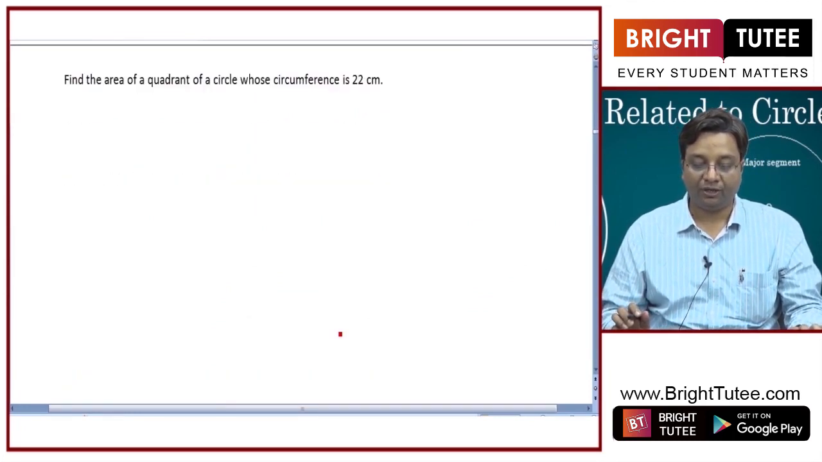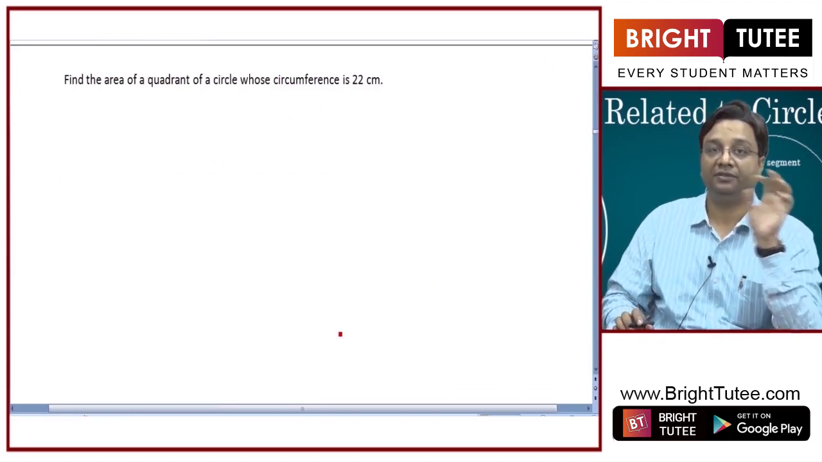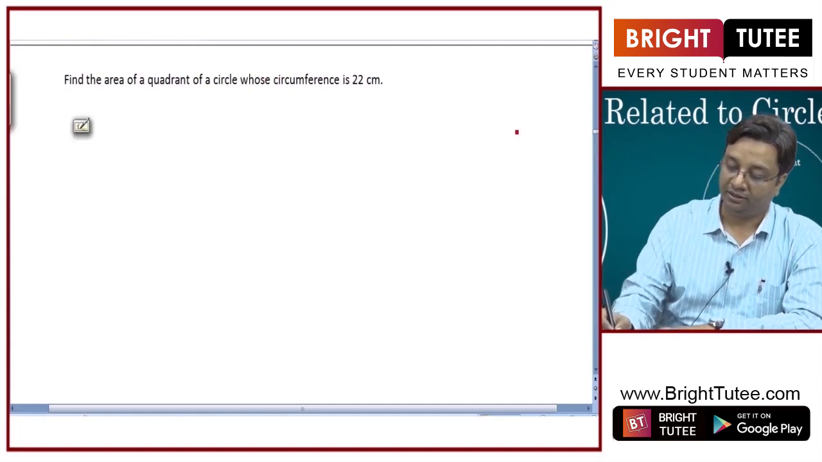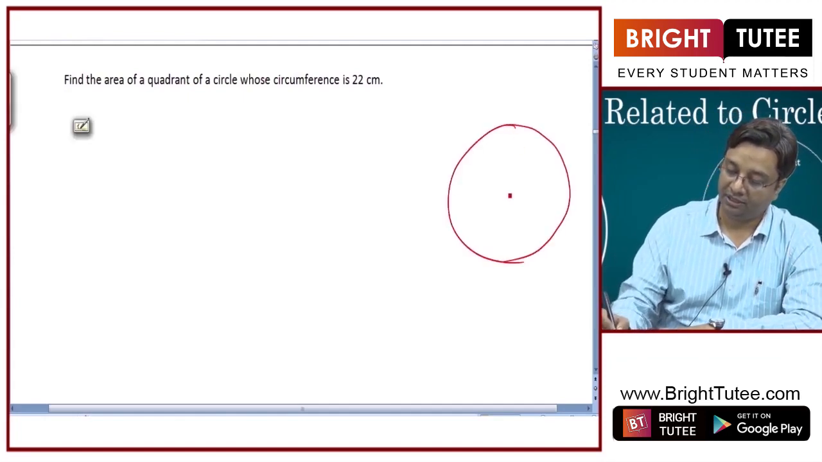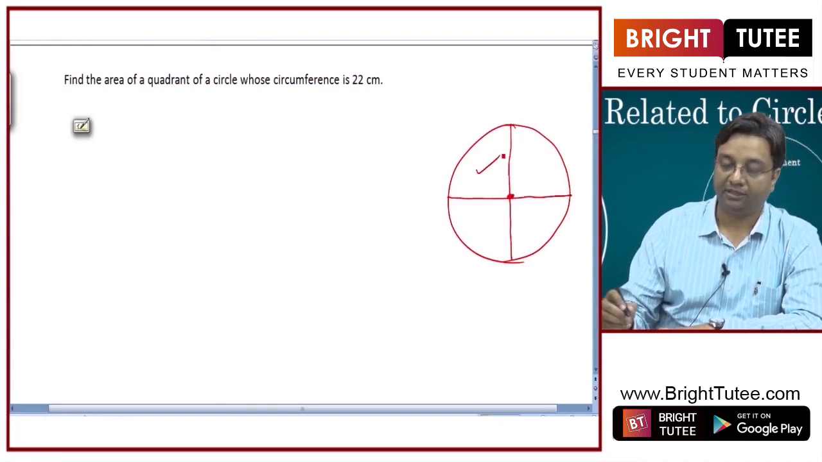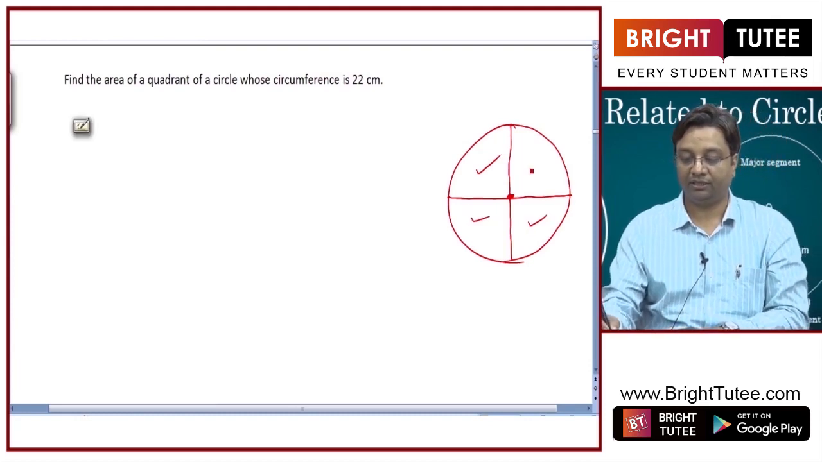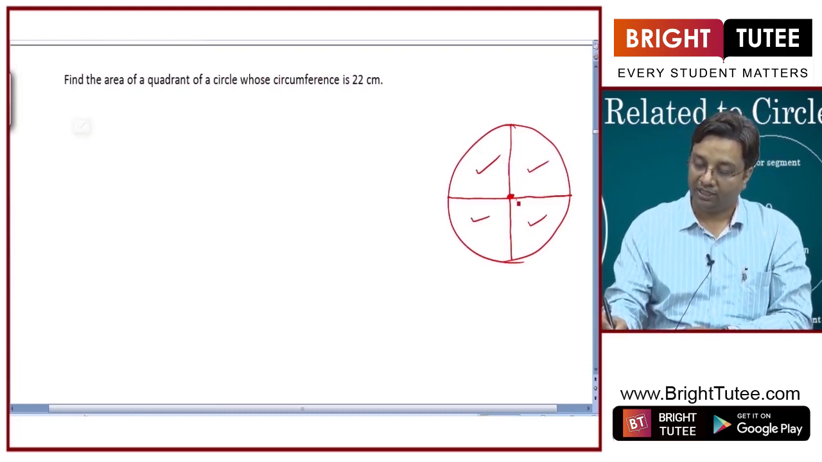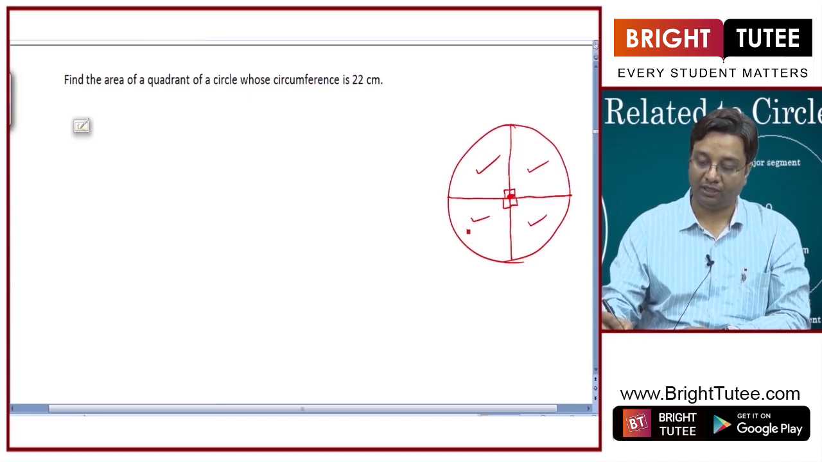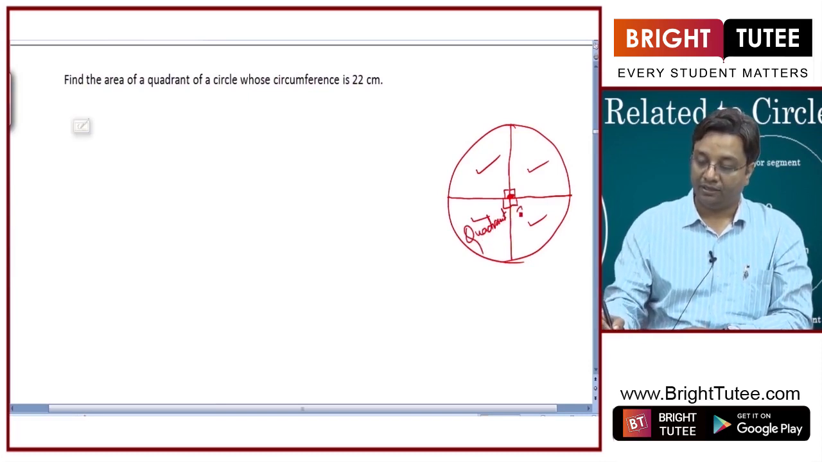Find the area of a quadrant of a circle whose circumference is given as 22 centimeter. Quadrant is the fourth part of the circle, right? If this is the circle, and if I divide it into 4 equal parts, okay, so this is one quadrant, this is one quadrant, this is another quadrant, this is another quadrant. So this angle is 90 degrees, okay. Full angle is 360, so I have divided into 4 equal parts, which are quadrants, okay. So this is 90.